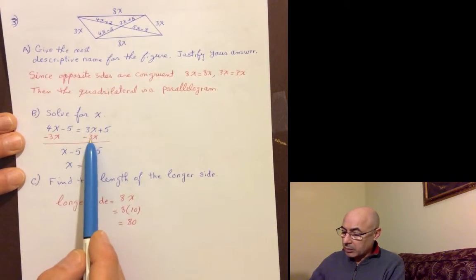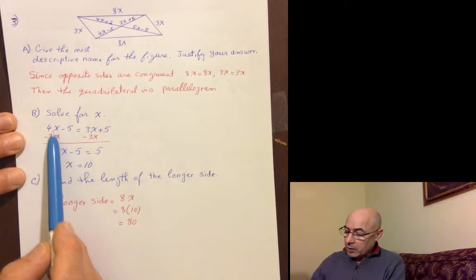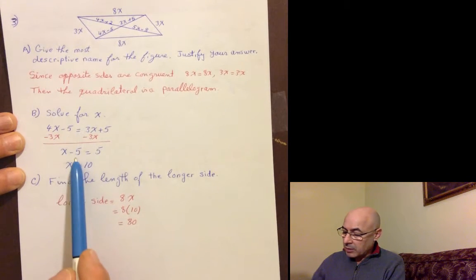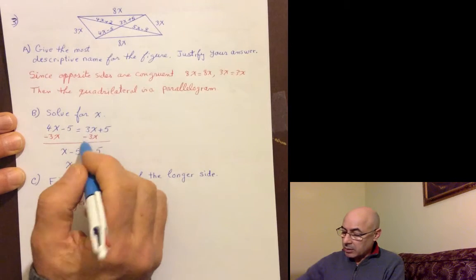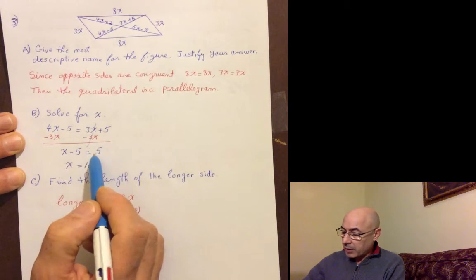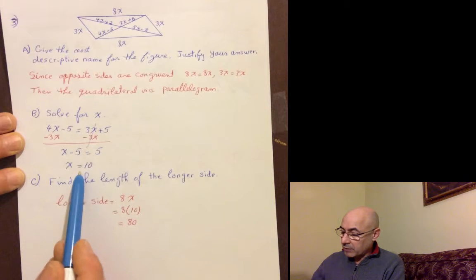Subtract 3x, subtract 3x. 4x minus 3x, that's 1x. Bring down the negative 5. The 3x over here is gone. Bring down the 5. Add 5, add 5, x equals 10.